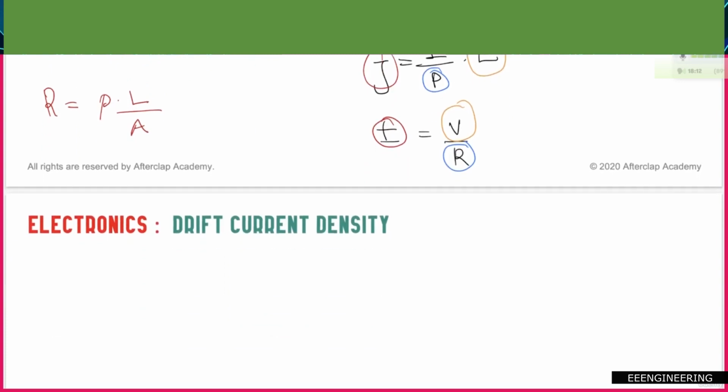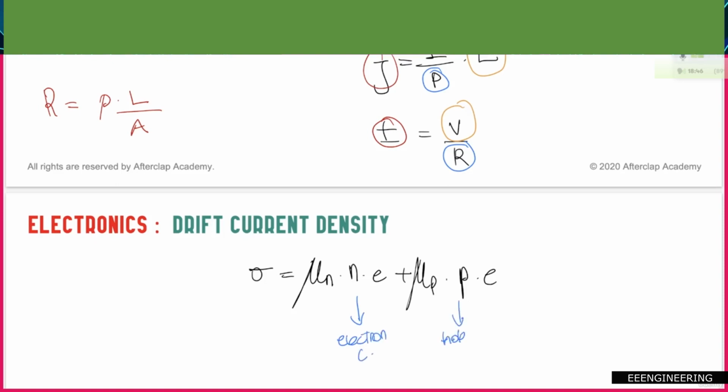And also, let me remind you the formula for conductivity, which might be really helpful. Conductivity is equal to mu n, which is the mobility of electrons, times n, which is the concentration of electrons, times e, which is the charge, plus mu p, which is the hole mobility, times p, the hole concentration, times, again, the electric charge. And right in here, we know that this n is standing for electron concentration, and this p is standing for hole concentration, right?